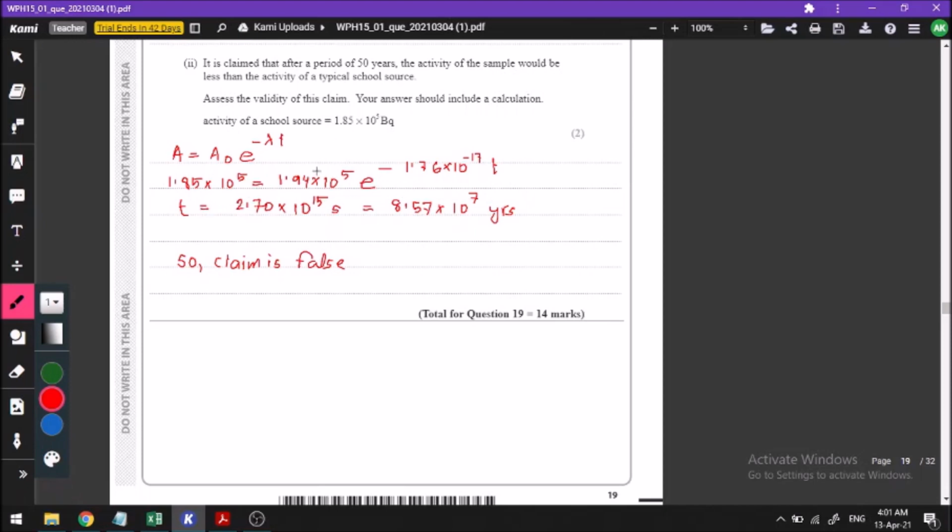Let us see how much time it takes for the sample to reach this value. We know that the initial activity is this much, and let us see how long it takes for the activity to reduce to this value. This is the final activity, this is the initial activity. The initial activity we know from the previous part of the question, and the present activity is this much, and we want to find out how long it takes to go from this activity to this activity. Taking ln on both sides, and using logarithmic equations, we can find the value of t to be this many seconds, which is this many years. So what they claim to be 50 years is turning out to be this many years, so the claim is false.